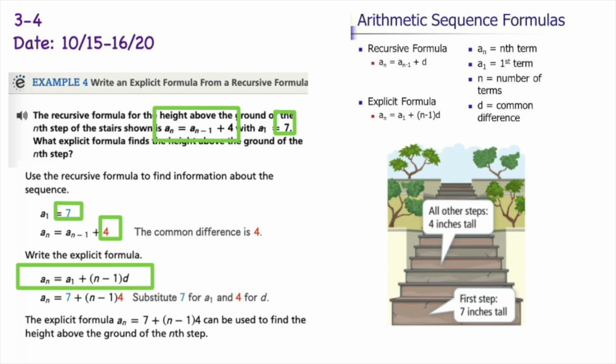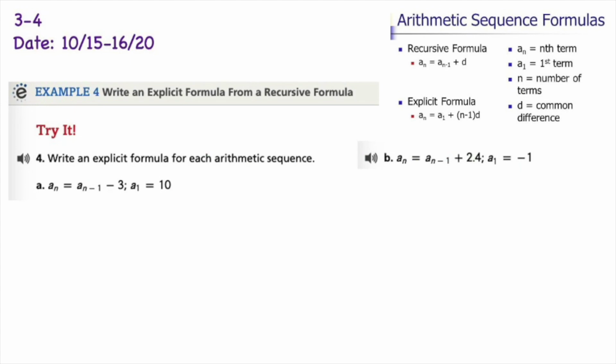So working your way from the recursive to the explicit is pretty easy because the letters in the recursive are the same as the letters in explicit. You don't have to do any kind of distributing. But going the other way, going from explicit to recursive, is a little difficult. So I will show you how to do that. So write an explicit formula for the arithmetic sequence. So we're starting out with recursive, and we have to go to explicit.